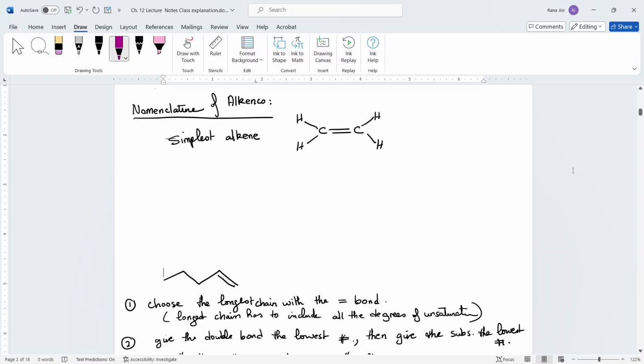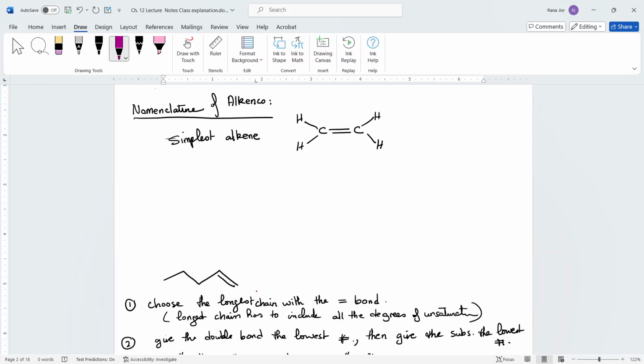There are two ways to name alkenes. As we did in alkanes, there's a common name and there's an IUPAC name. Normally, common is used for small alkenes, like 2 carbons, 3 carbons. We also can name them as common. But common is not used for larger alkenes. So if you have a big alkene chain with 5 carbons or more, we prefer that we name it in IUPAC rather than in common.